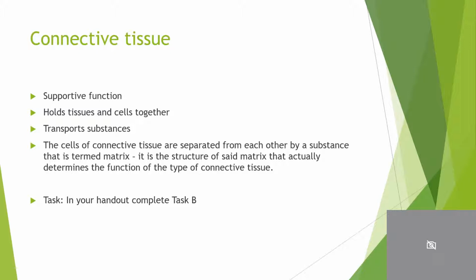Connective tissue. It's supportive in relation to its function. It holds tissues and cells together and transports substances. The cells of connective tissue are separated from each other by a substance that we term matrix. It is the structure of the said matrix that actually determines the function of the type of connective tissue. Again, there is an associated task for you to complete in the associated handout.